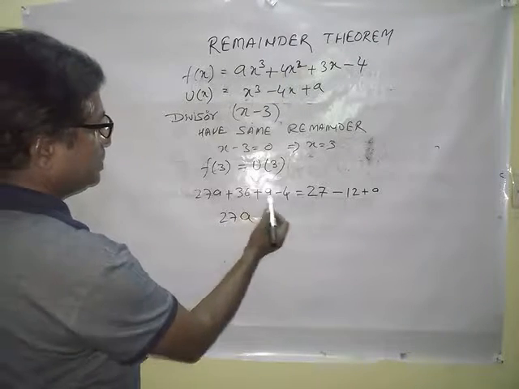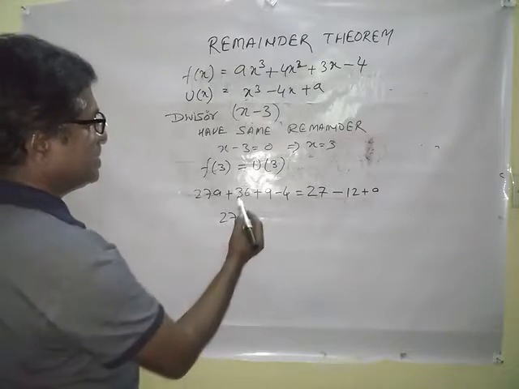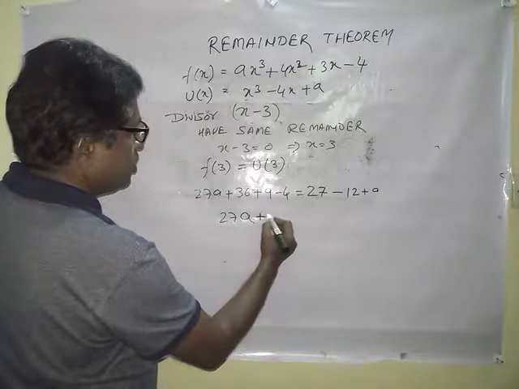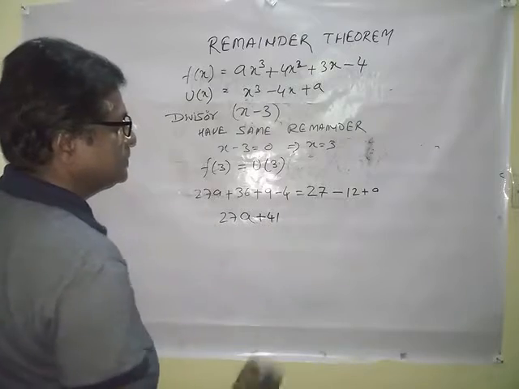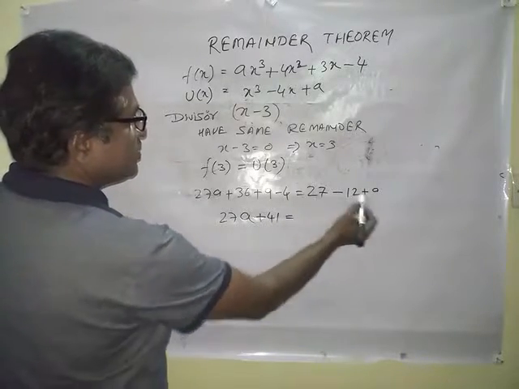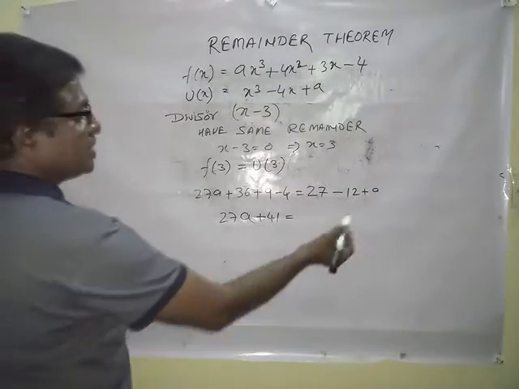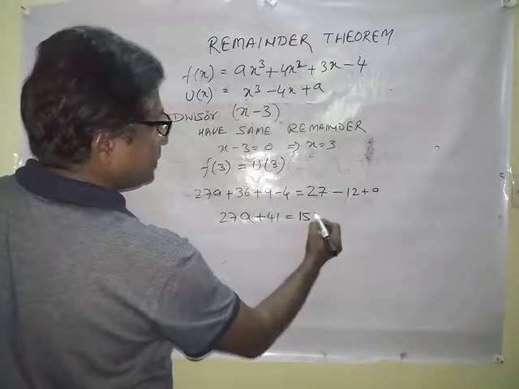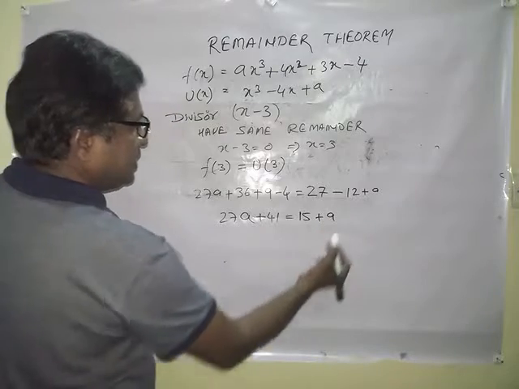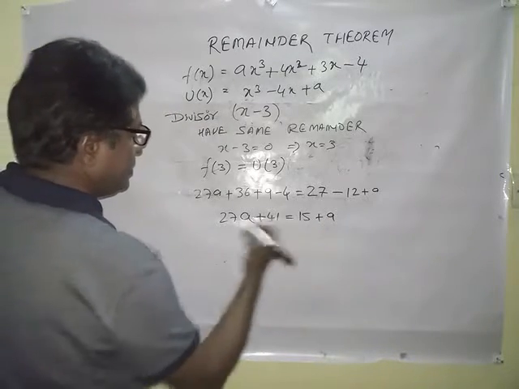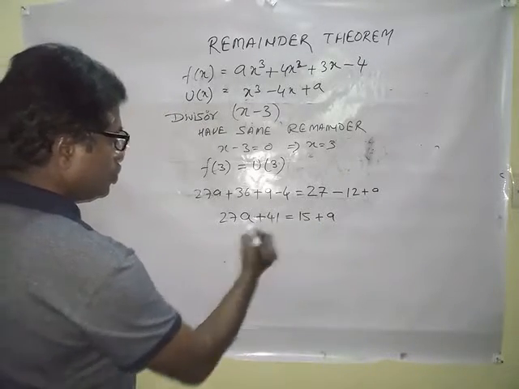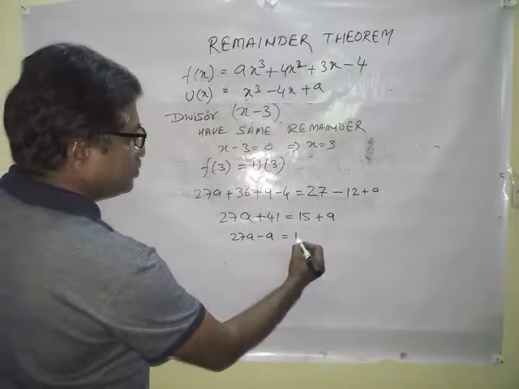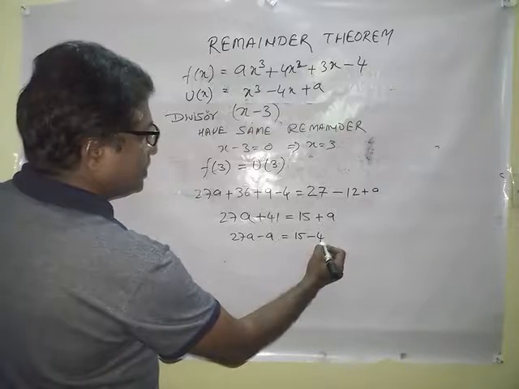27a, 36 plus 9 is 45, minus 4 plus 41. 27 minus 12 is 15, plus a. Take a here and this here. So 27a minus a is equal to 15 minus 41.